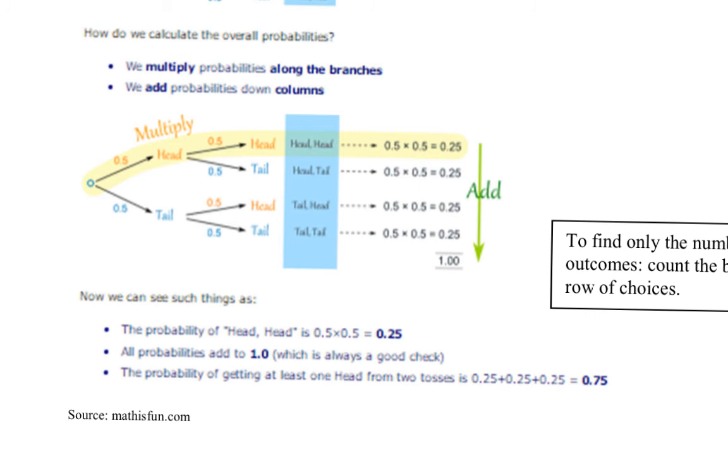So here, the probability of getting at least 1 head from 2 tosses, well, if you go here, you have head, here you can get a head at least once, here you can get a head at least once, and here you can get a head at least once. So since you're going down the column, you would add these. And so the probability of the 2 tosses, they already multiplied them here. You would add these 3 up, and that's where they got the 0.75. And just as a check, if you add up all 4 of those, you get 1.